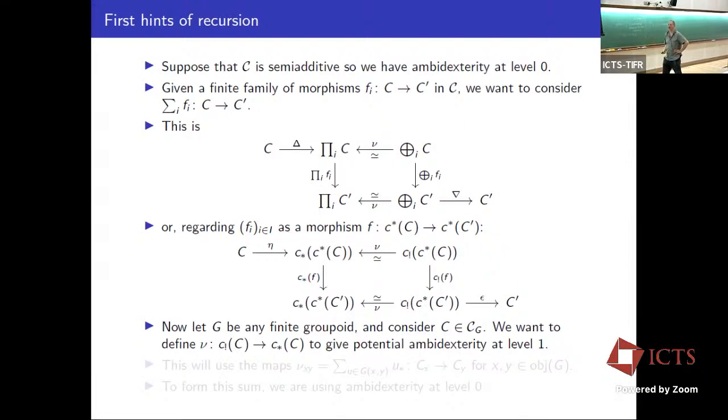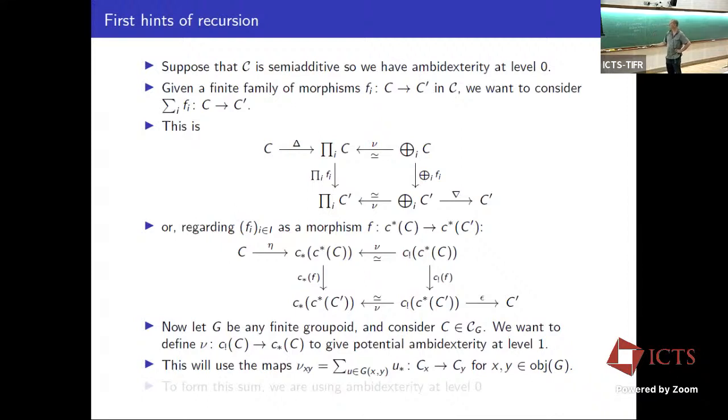We want to go to the next level and think about whether we've got ambidexterity at level 1, whatever level 1 is. We've not actually been very precise about what level 1 is going to be yet, but anyway, we're going to need to define this nu first. And we do the same thing that we did when considering representation theory. You want to get a map from the co-limit to the limit, so we need to get a compatible family of maps from Cx to Cy for all possible x and y.